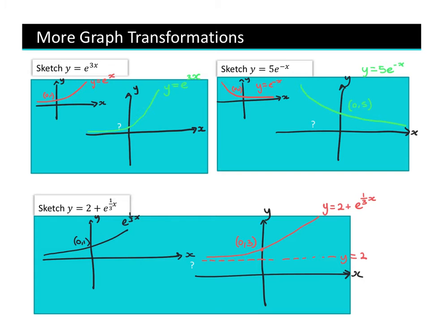Now, even though we don't write the asymptotes on the other graphs, we do have to know that this will be continuing forever and never crossing the line y equals 0. Okay?